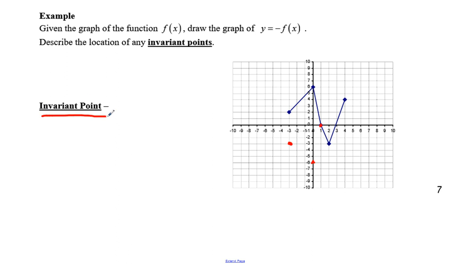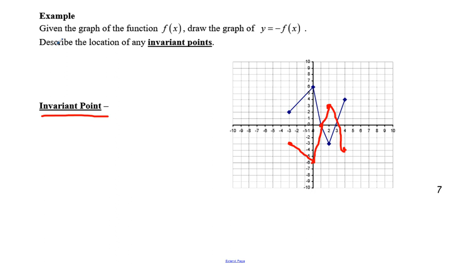We're going to talk about this concept in a second. 2, negative 3 becomes 2, positive 3. 4, 4 becomes 4, negative 4. So I have turned this function upside down. That's what happens when you have a negative f of x. You flip over the x-axis.